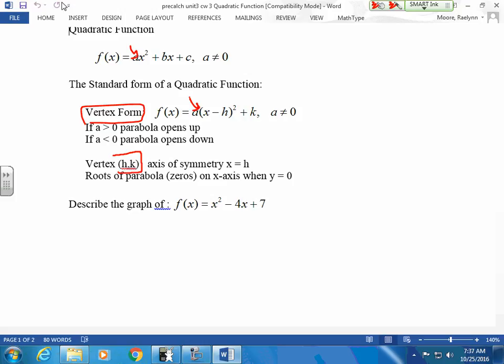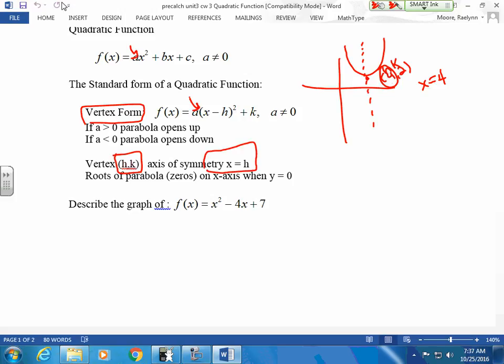H, K is your vertex. So, for instance, if your parabola opens here and it goes over here to 4, 2, this is the H, this is the K. Your axis of symmetry cuts down here and it cuts through your x value. So therefore it's going to be an x equals line. And which one represents the x? The H. So that's why your axis of symmetry is x equals H.